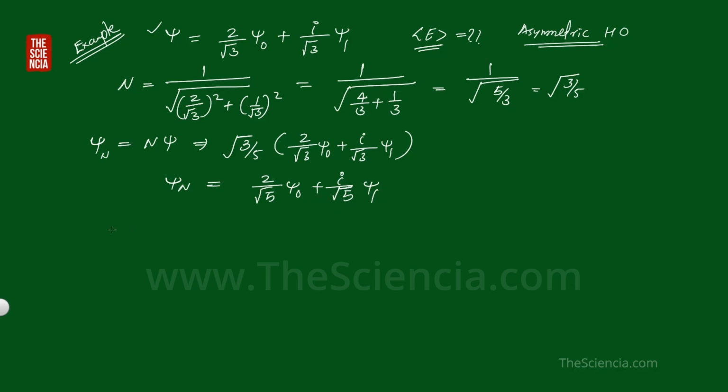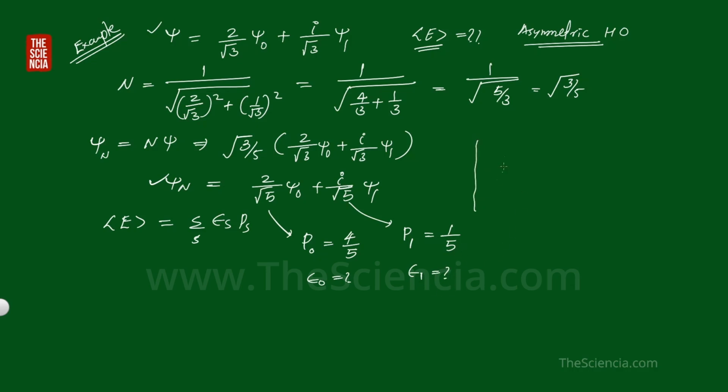Now we have to find the average energy. We know the expression is the summation over s of E_s P_s. So we have to find the probabilities. For this wave function, the square of this coefficient is P0, that is 4 by 5, and the square of this coefficient is P1, that is 1 by 5. And we have to find E0 and E1.